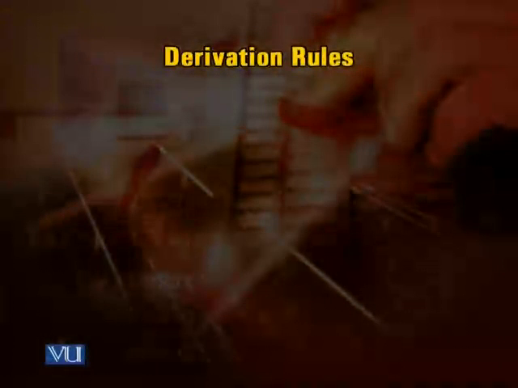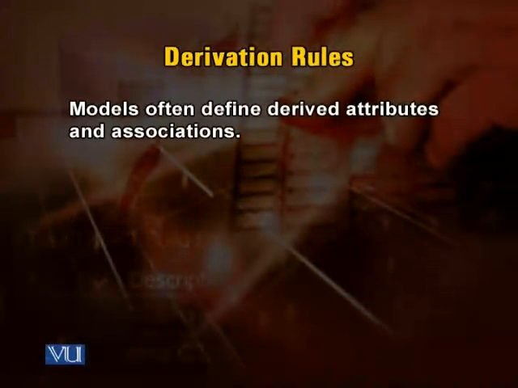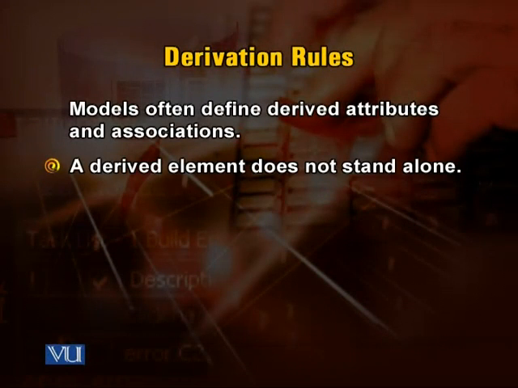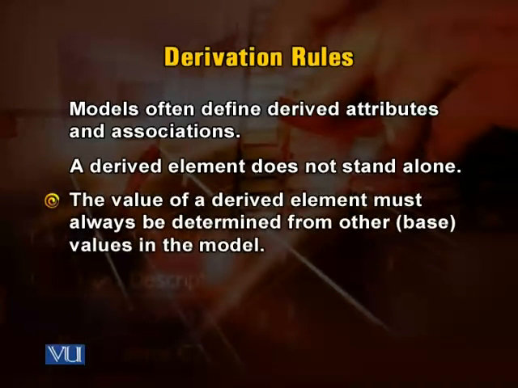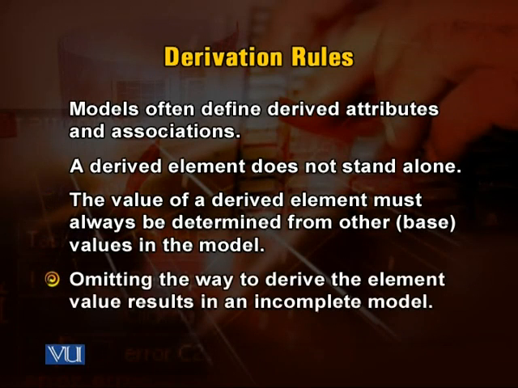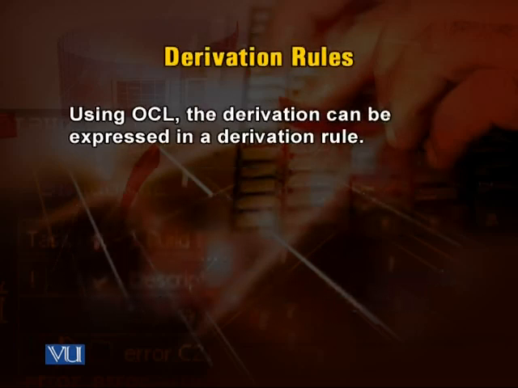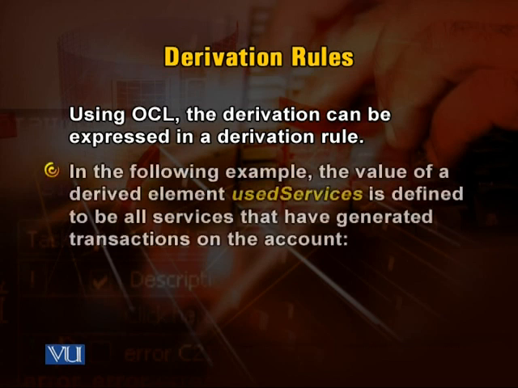Then we have the derivation rules. Models often define derived attributes and associations. A derived element does not stand alone. The value of a derived element must always be determined from other base values of the model. Omitting the way to derive the element value results in an incomplete model. Using OCL, the derivation can be expressed in a derivation rule, and here is an example.